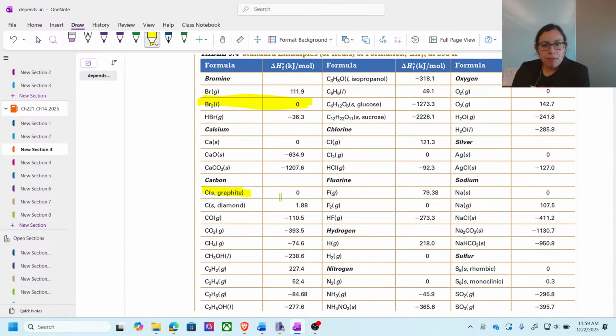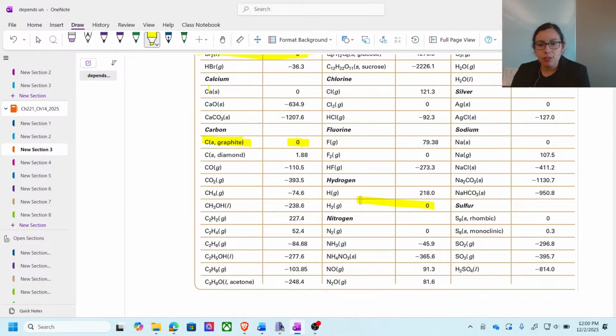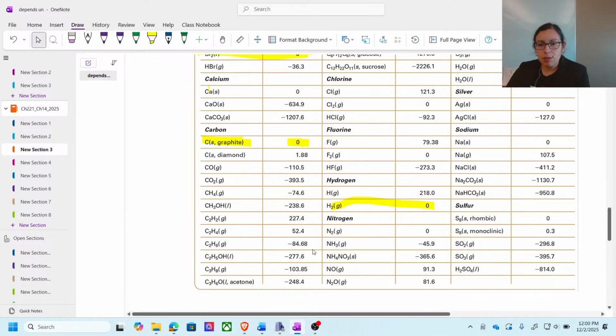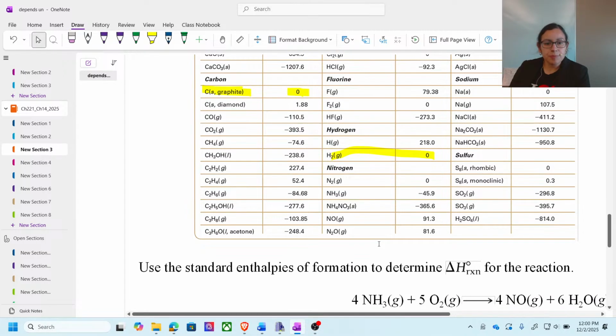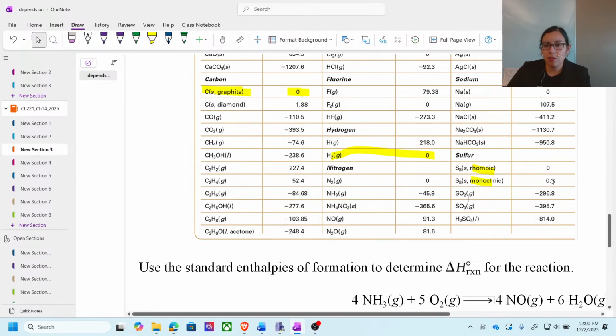You have graphite. Notice that has a 0 heat of formation. Calcium, again, 0, right? Anything in the elemental form. So H2 in its elemental form is 0. And again, just taking it in. Sometimes it does depend on the shape, so there are some subtleties there on the exact crystal structure. That's what accounts for some differences.